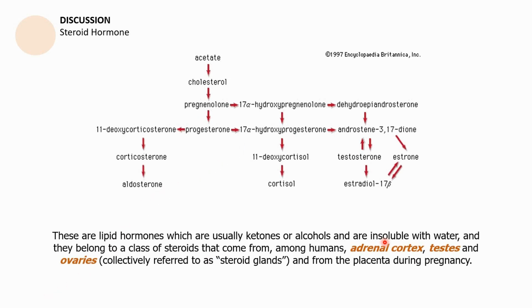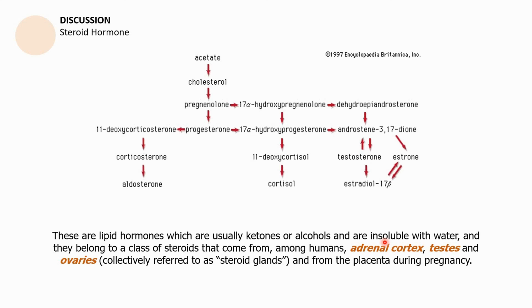And so, ang mga hormones or steroid hormones are lipid hormones which are usually ketones or alcohols. And they are insoluble with water. You cannot dissolve them in water. Okay, so they're not solutes. And they belong to a class of steroids that come from, among humans, the adrenal cortex, pwede rin sa testes, and pwede rin sa ovaries. They are collectively referred to as steroid glands.